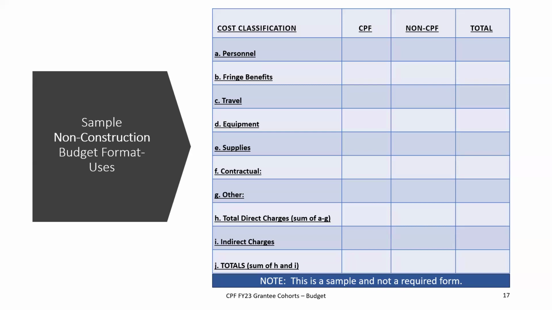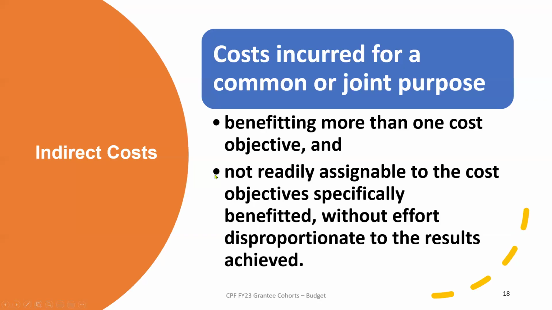Anything else we're going to spend our money on that's not listed on A through F goes on the other line G. We're going to then total those up, and those are our direct cost. We're going to talk about indirect costs in a second on the next slide, so I'm not going to address that yet. Then our total direct cost and our indirect cost are our total budget. So let's talk about indirect cost.